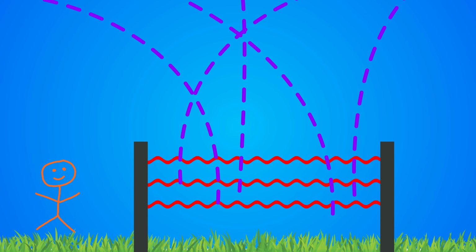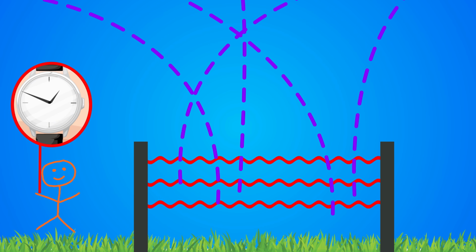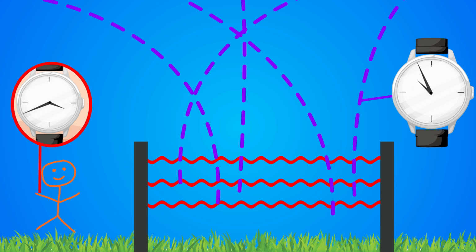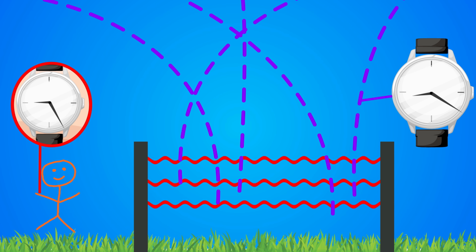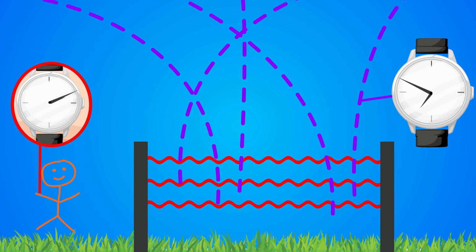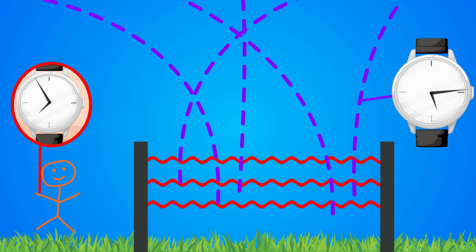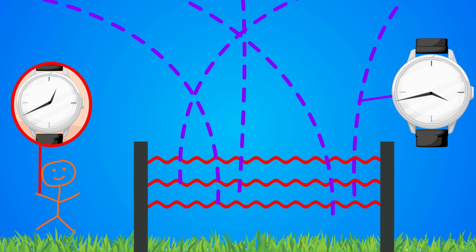The only reason we can detect these muons is that time runs slower for them from our perspective, because they are moving at almost the speed of light. From the muon's perspective, its lifespan is still 2.2 microseconds, but due to time dilation, from our perspective, it lives long enough to reach Earth's surface.